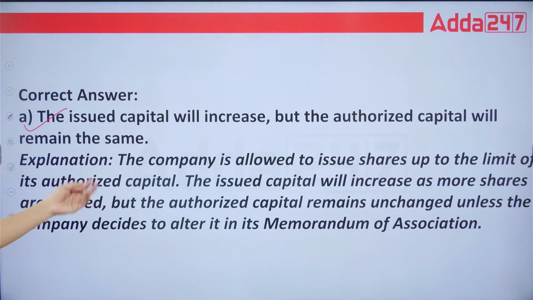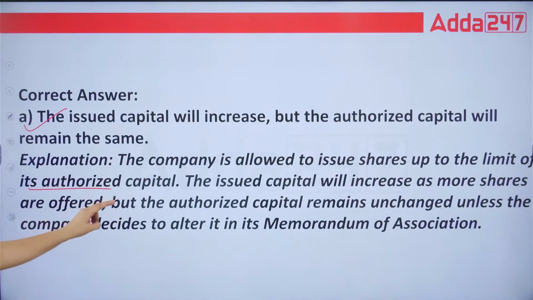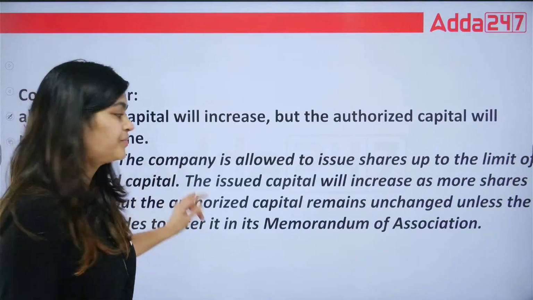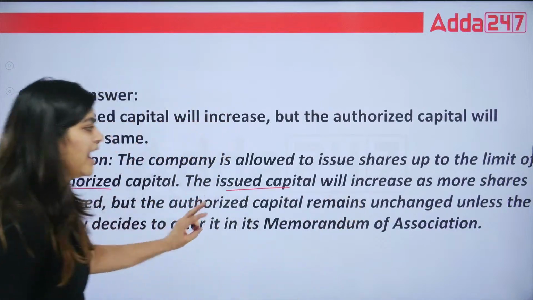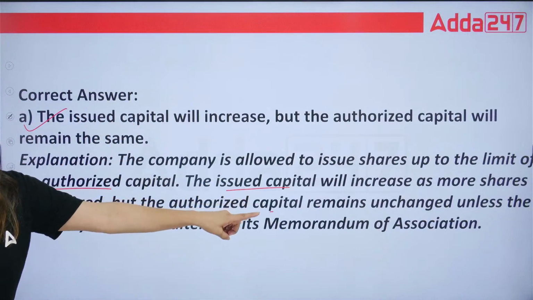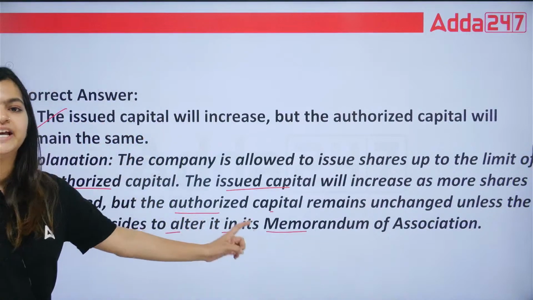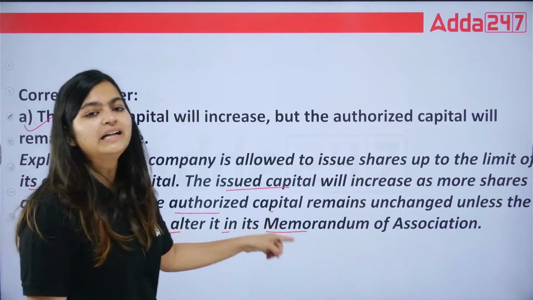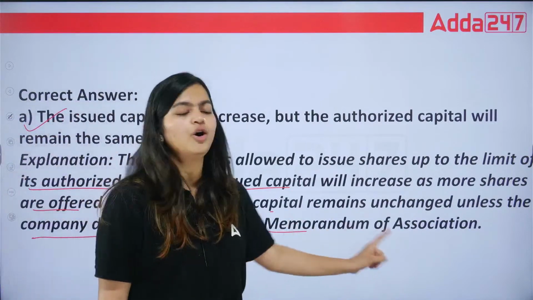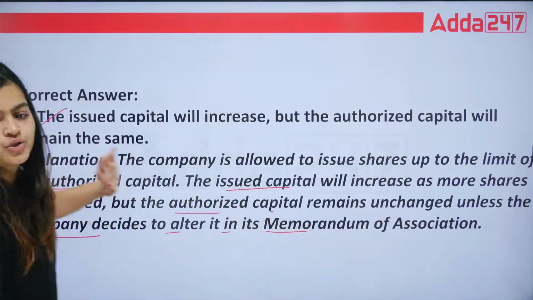Here is your explanation. The company is allowed to issue shares up to a limit. It's authorized capital. You can issue your shares at maximum up to your authorized capital. Correct? The issued capital will increase as more shares are offered, but the authorized capital will remain unchanged unless the company decides to alter its memorandum of association. When we register our company, at that time we prepare the documents, and one of the very important documents of any company is your memorandum of association. That is your MOA. Okay, I hope you understood this.